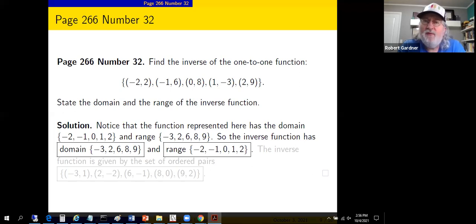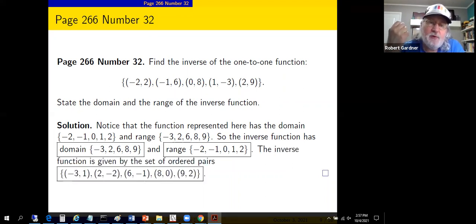How you going to find the function itself and how you going to express it? Well, they want it as ordered pairs, so we'll just take those ordered pairs. But remember, inputs become outputs and outputs become inputs. So an ordered pair, like the first one, (-2, 2), for the inverse function, that'll become (2, -2).